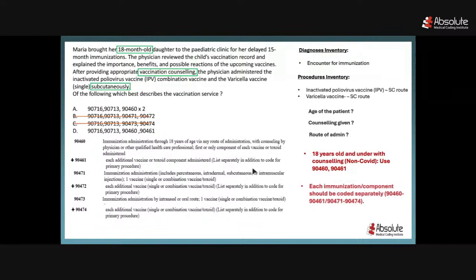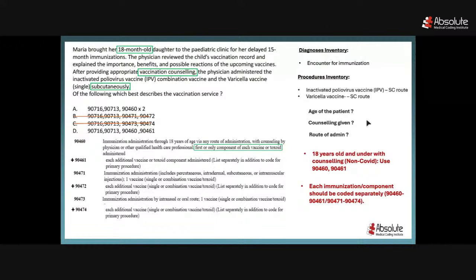So let's see. We know the guideline says that each immunization and component should be coded separately. And CPT code 90460 is for immunization administration through 18 years of age via any route with counseling by physician or other qualified healthcare professional, first or only component of each vaccine or toxoid administered. So 90460 should be used for the first or only component of each vaccine or toxoid.